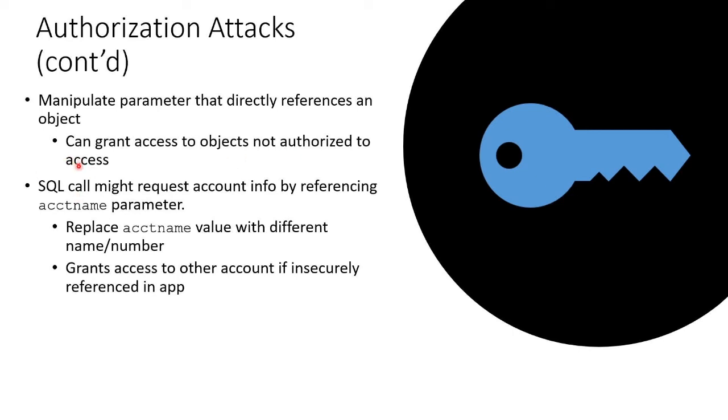We could have a SQL call. A SQL call might request account info by referencing the account name parameter. What we do is we swap out account name with something different. And then instead of looking here, it grants us access to something else. Maybe another account instead of the first account.